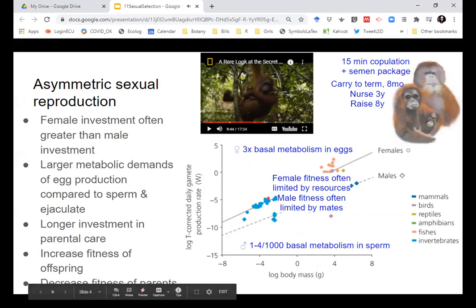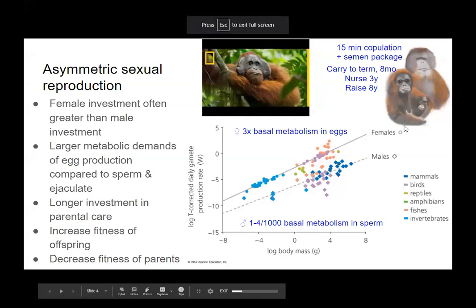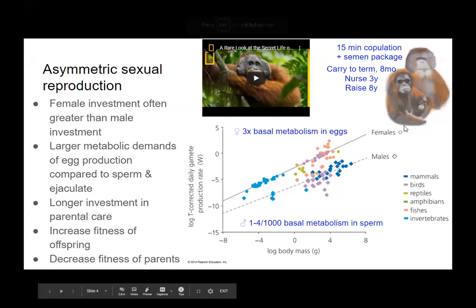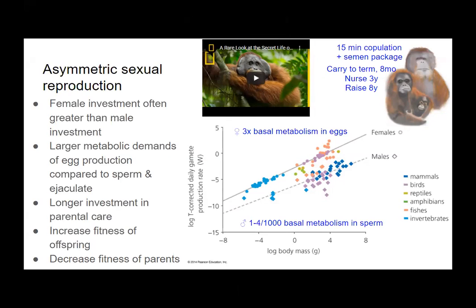So that video is actually 17 minutes, so I'm not going to go through it all, but if you're interested in orangutans, it's a pretty nice visual of the species. But in this case, this is a really strong example of asymmetric sexual reproduction. The male invests maybe 15 minutes in copulation and his semen package or ejaculate and then leaves. And that's it. That's all the investment that the male has in the bringing up of that offspring.